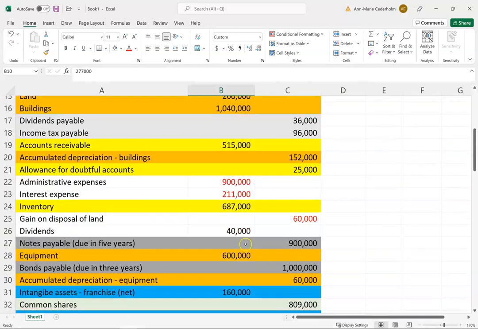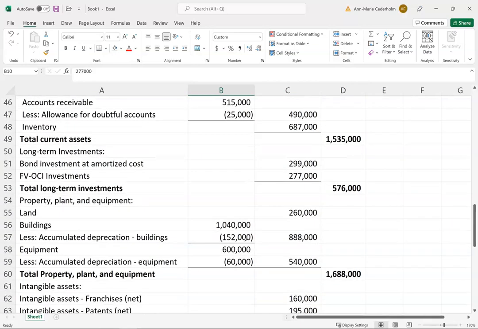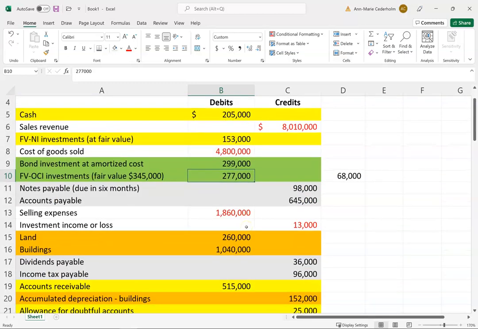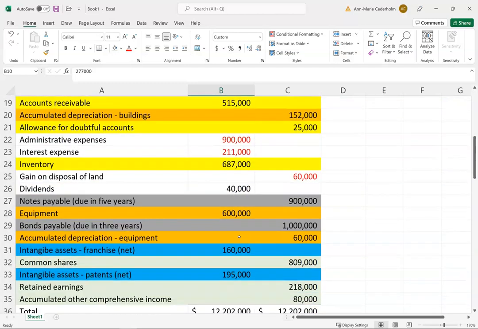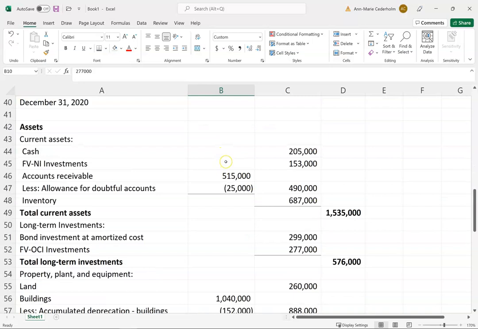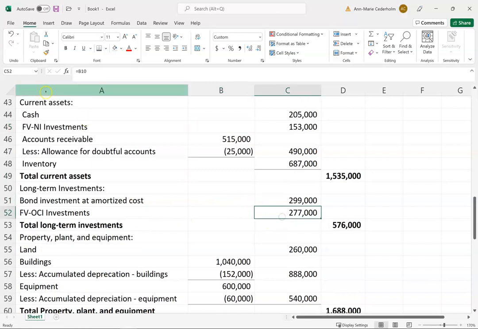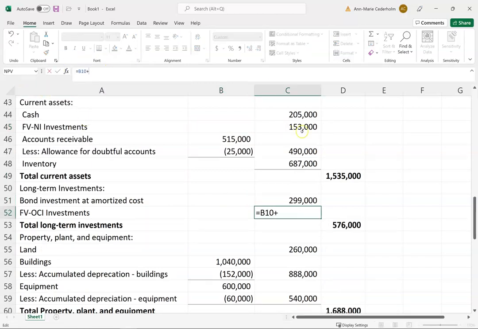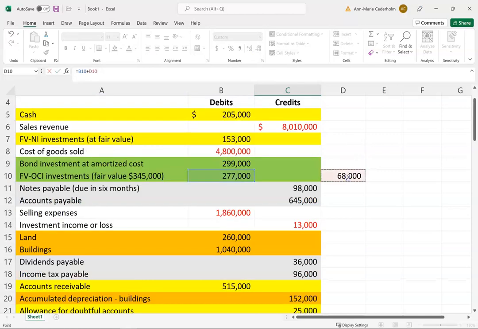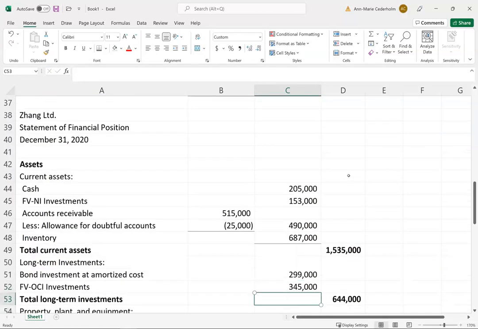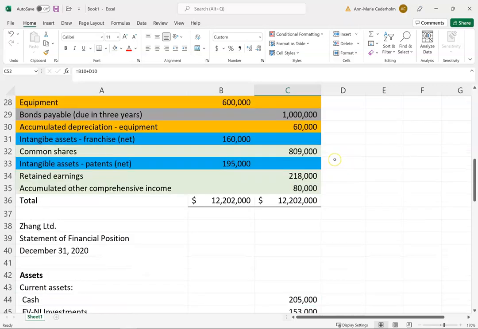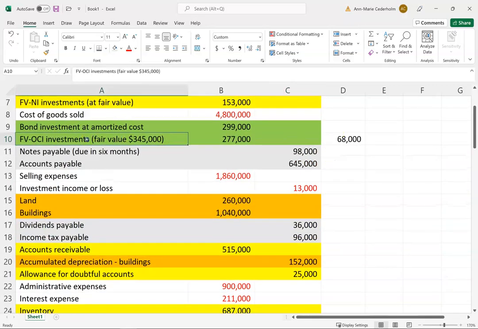So watch me just do this here without doing an adjusting journal entry. I'm going to do it right on the balance sheet. So I have my fair value OCI investment, and I'm going to add that amount that I just put here, 68,000. So this just changed that to 345,000, which is what I want it to be. I want it to be at fair value. And I know that because I'm well versed in investment accounting.